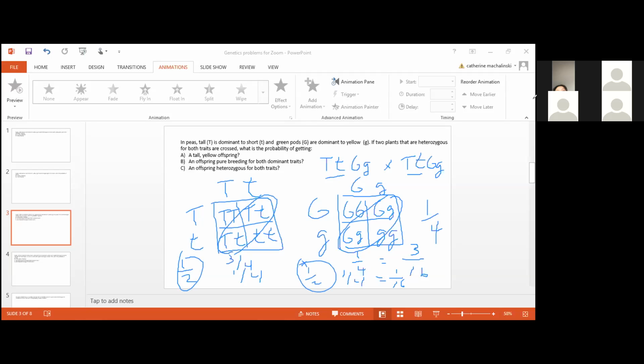So the key to doing a problem that has more than one trait is to treat them independently. Just ignore one and do the Punnett square like you normally would, and then ignore the other and multiply your fractions to get the answers for what you're looking for.